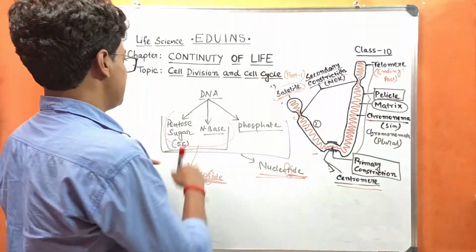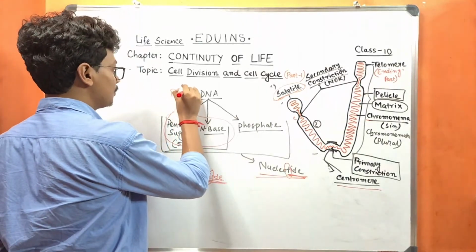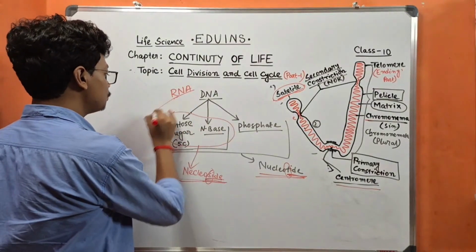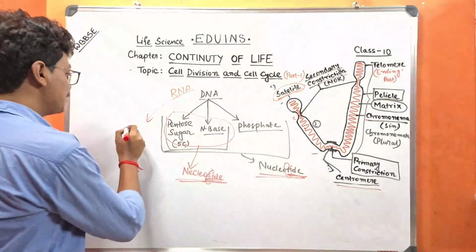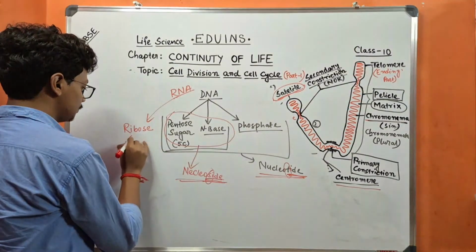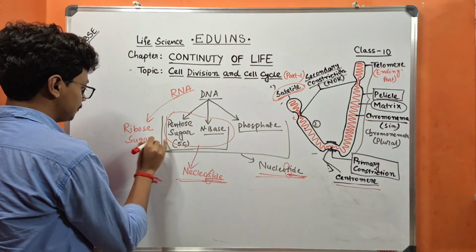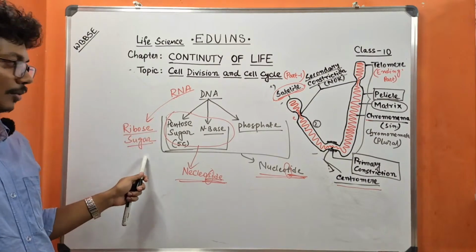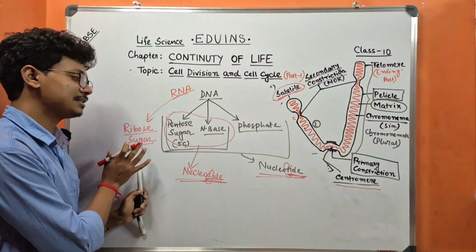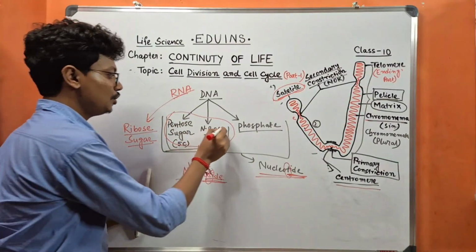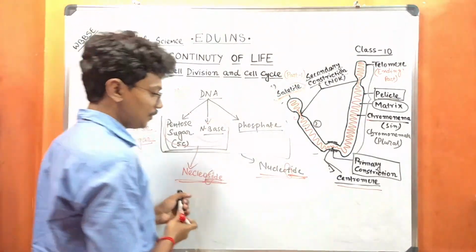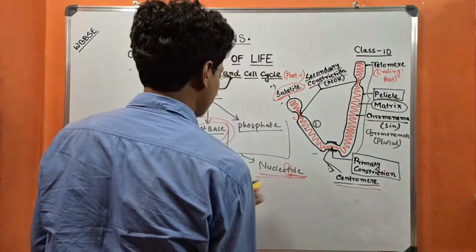In case of RNA, these three are common, but this pentose sugar is replaced by ribose sugar. In case of RNA, this pentose sugar is replaced by ribose sugar. So here we have a term, nitrogenous base. So what is the nitrogenous base?